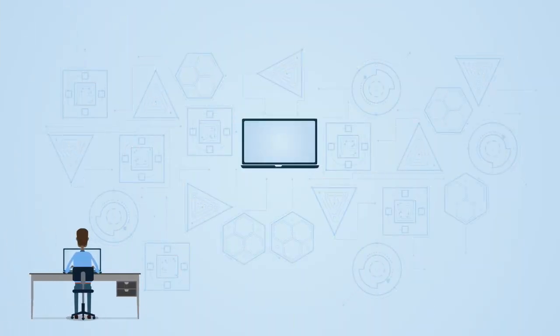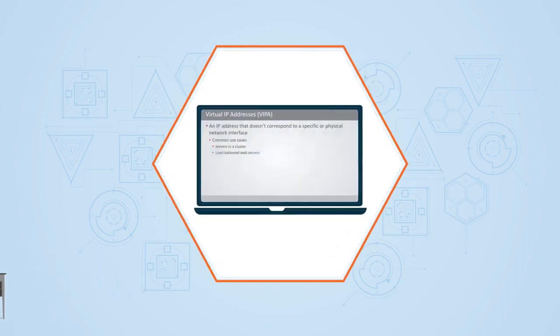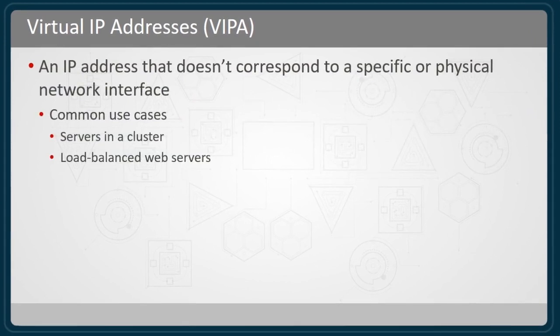In this presentation, we'll take a look at virtual IP addresses, or VIPA, and this is an IP address that doesn't correspond to a specific or physical network interface. You'll commonly see this in servers in a cluster or in load balanced web servers. Now, to clarify those, a cluster is a group of servers that all perform the same function.